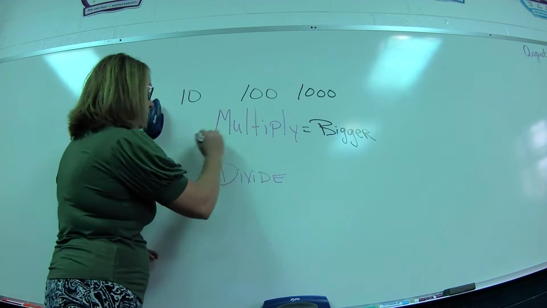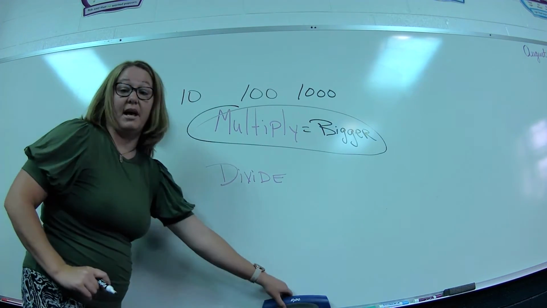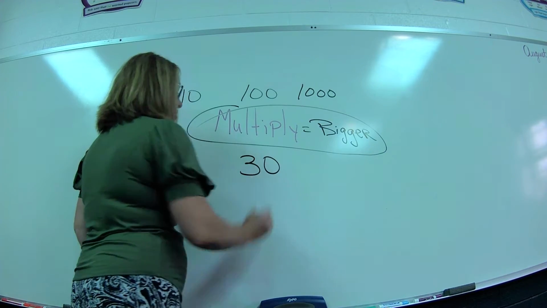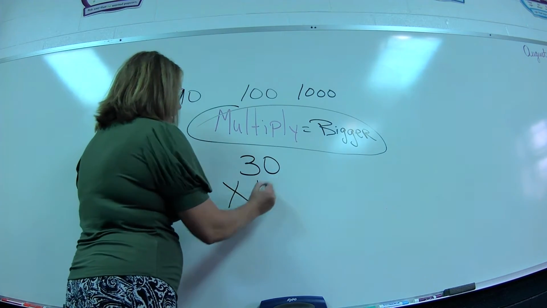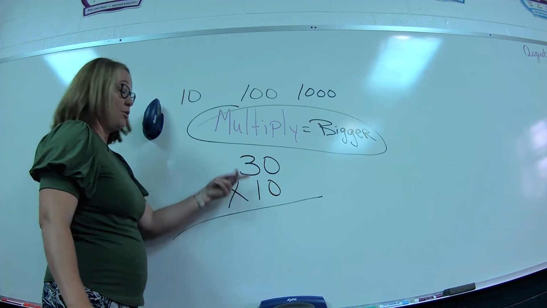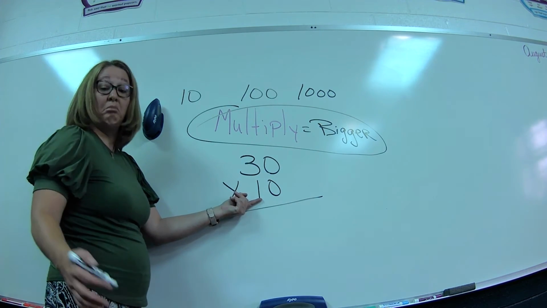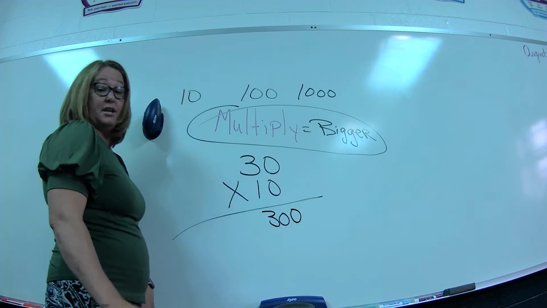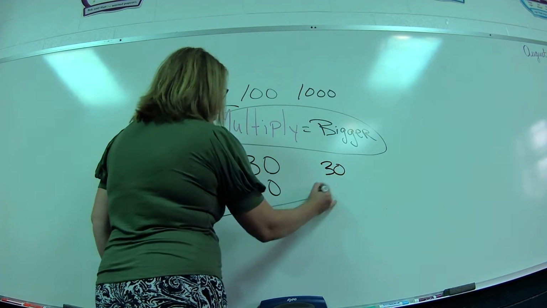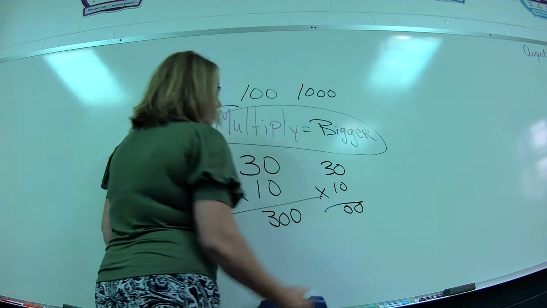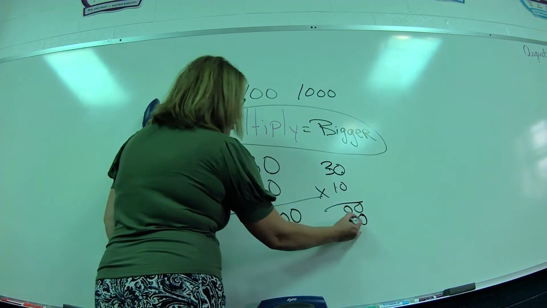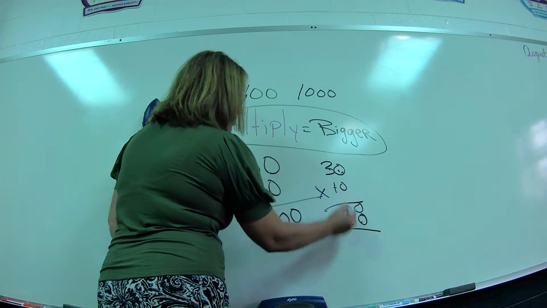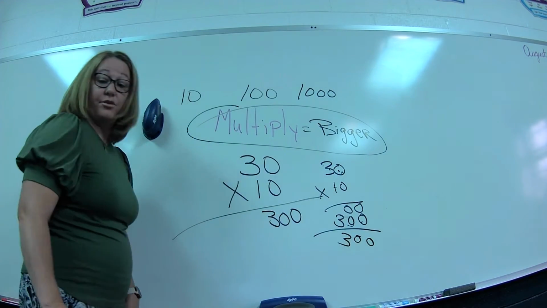So here's the idea. Let's start with multiply. Bigger. If you have 30 and you multiply by 10. Well, what is 30 times 1? 30 times 1 is 30. But then you have this 0. So if you would have done 30 times 10, you'd have a 0 and your 0, 3, and you get 300.